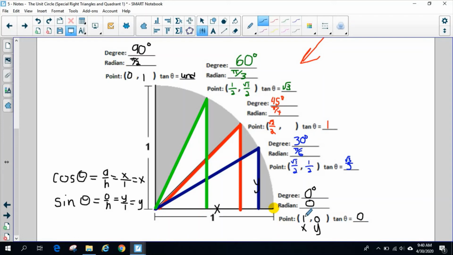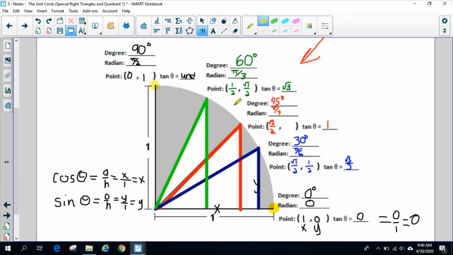Okay, so the degree measure is 0, the radian measure is 0, the sine value is 0, the cosine value is 1, and the tangent would be 0 because that would be 0 over 1, otherwise known as 0. You can also think about it again as slope, and the slope of this line is 0. So the next point that we want to talk about is the one up here.